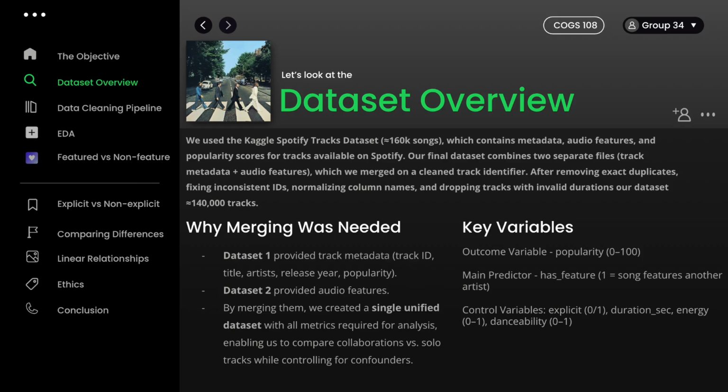Our key variables were the outcome variable, which is the popularity score from 0 to 100, how popular the song is. Our main predictor was the has feature, whether it features another artist, and our control variables were explicit, duration in seconds, the energy, and the danceability of the song.